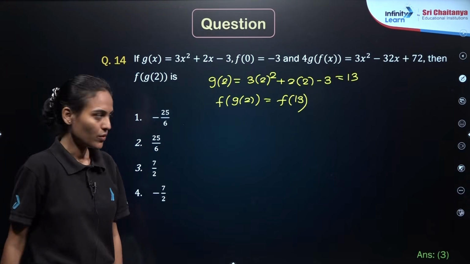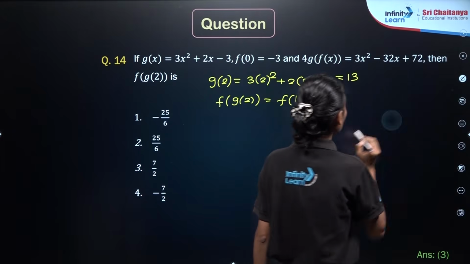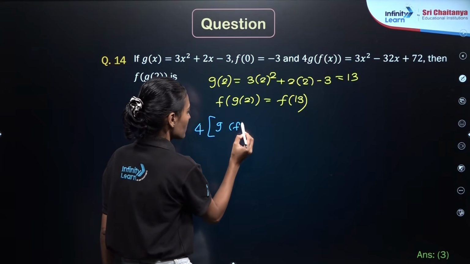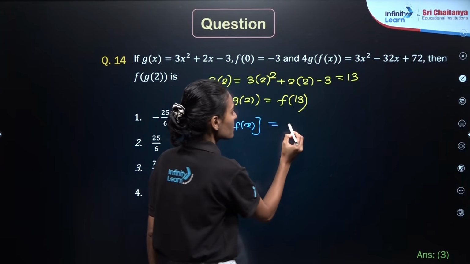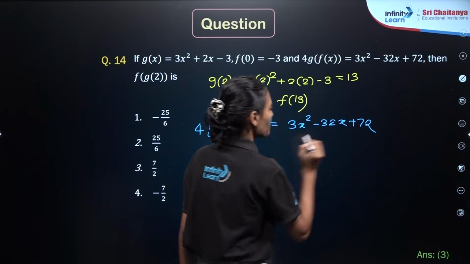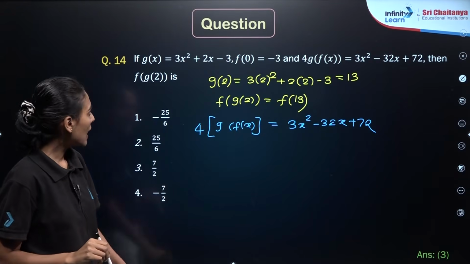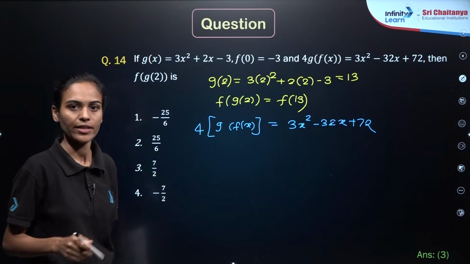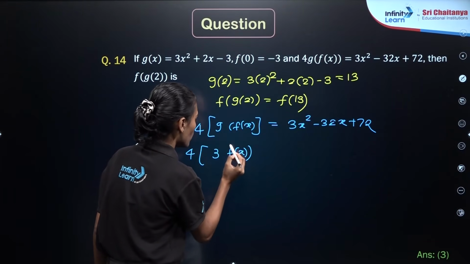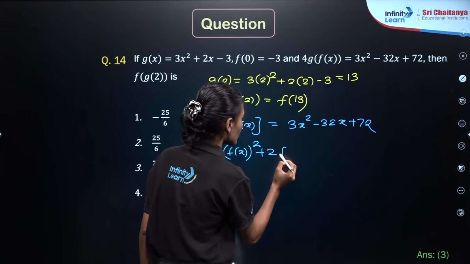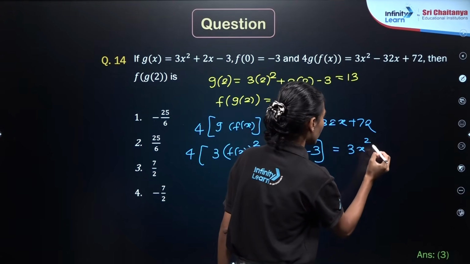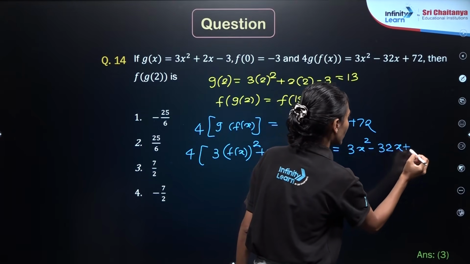Okay, so my goal is to find f of 13. They have given one more piece of information, that 4 times g of f of x is 3x square minus 32x plus 72. So what is g of f of x? I know g of x as 3x square plus 2x minus 3. Replace x by f of x. So you will get 3 times f of x whole square plus 2 times f of x minus 3. It is equal to 3x square minus 32x plus 72.